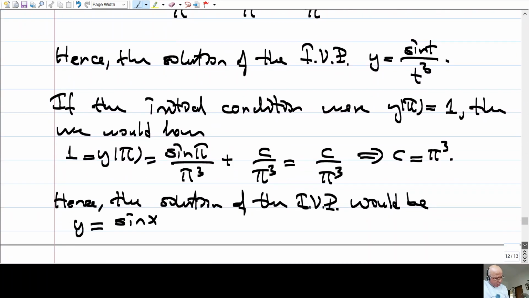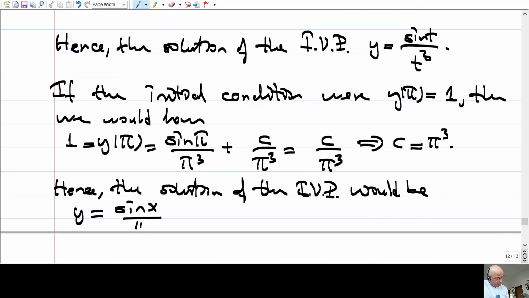sine t divided by t cubed plus pi cubed over t cubed.